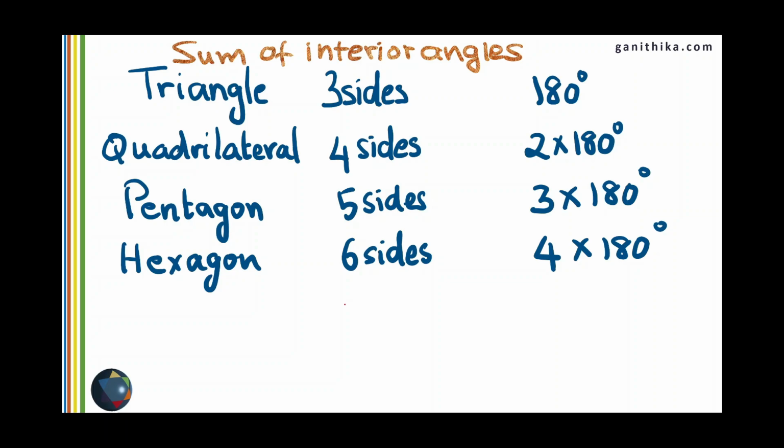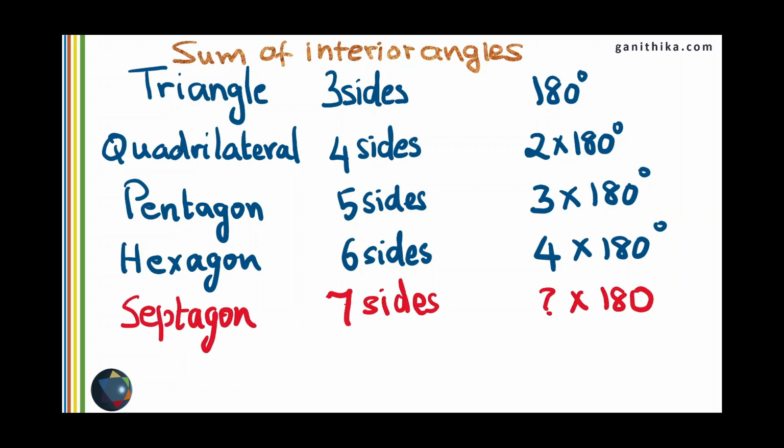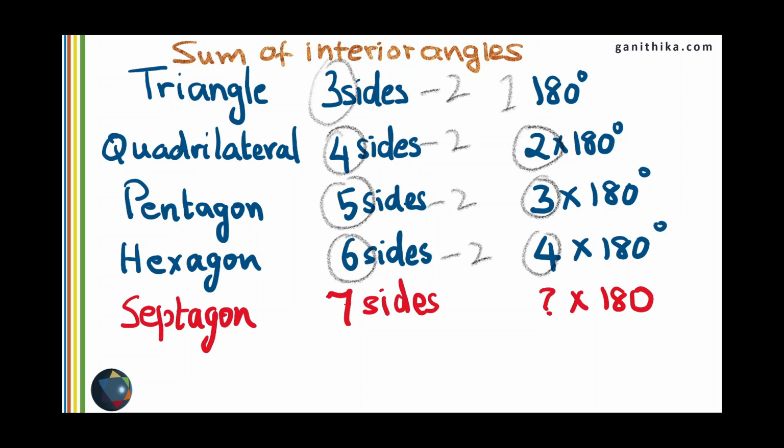and so on. If I continue like this, let's see how many triangles we can have in a septagon so that I can multiply so many triangles with 180 degrees to get the sum of the interior angles. If you see the pattern, I have 3 sides, 4 sides, 5 sides and 6 sides, whereas the numbers which are multiplied by 180 degrees are 1, 2, 3, 4, which means 3 sides minus 2 gives you 1, 4 sides minus 2 gives you 2, 5 minus 2 gives you 3 and 6 sides had 4, which is 6 minus 2, 4. Therefore, if you subtract 2 from the number of sides, you get the number of triangles.